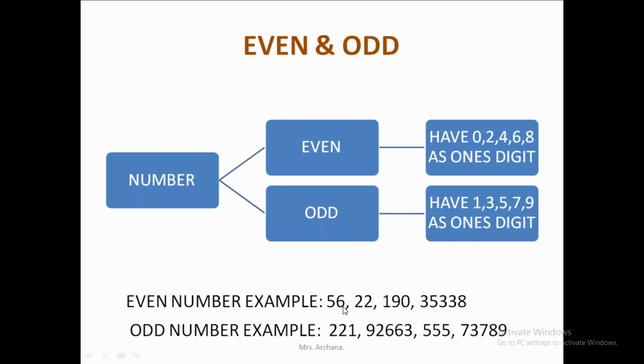See, the ones place is 6, so that is an even number. Here in the ones place, what is the number? 2, so it is an even number. In the ones place 0 is there, it is an even number. In the ones place 8 is there, it is an even number. How will you find which one is odd? If you find these digits in the ones place, then it is odd. See, 1 comes under odd. 3 comes under odd. 5 comes under odd. 9 also comes under odd.